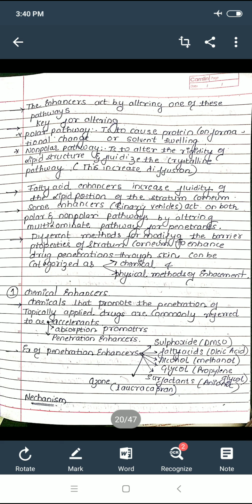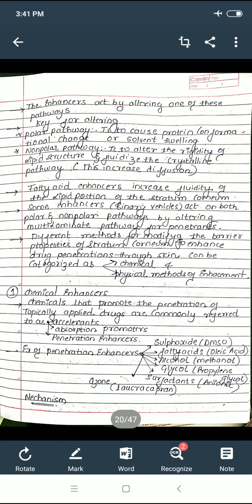Coming to the next point, that is fatty acid enhancers. They increase the fluidity of the lipid portion of the stratum corneum. And there are also some enhancers, that is binary vehicles, which act on both non-polar and polar pathways by altering a multilaminate pathway for penetrance. So the different methods for modifying the barrier properties of stratum corneum to enhance drug penetration through the skin can be categorized as chemical and physical methods of enhancement.